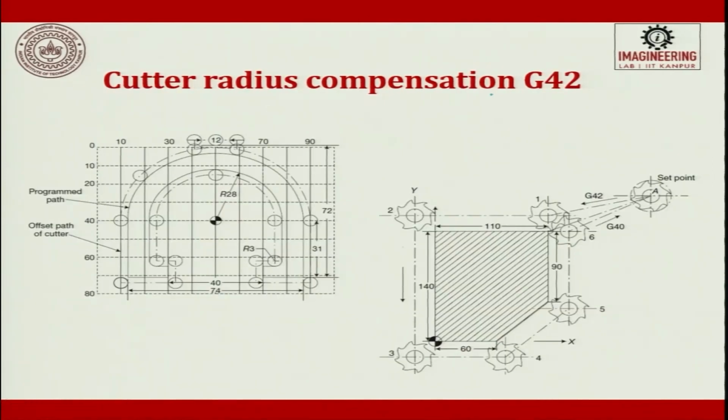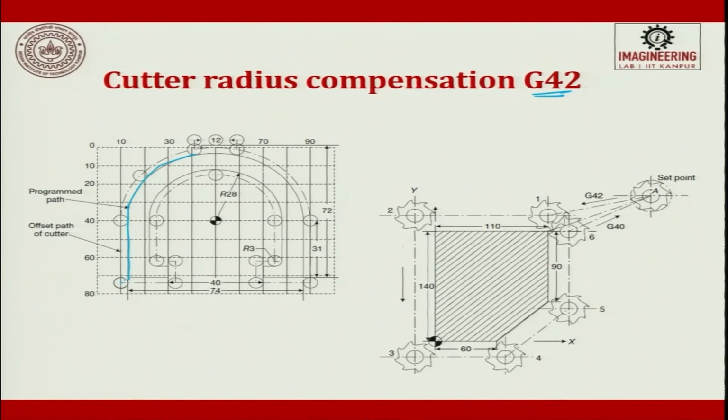So, the cutter radius compensation, G42. Look at it. This is your programmed path, and this is your reference. Now your cutter is moving to the programmed path. This is your cutter, this is your diameter, right. Because the cutter diameter comes in contact, you have to generate this profile.